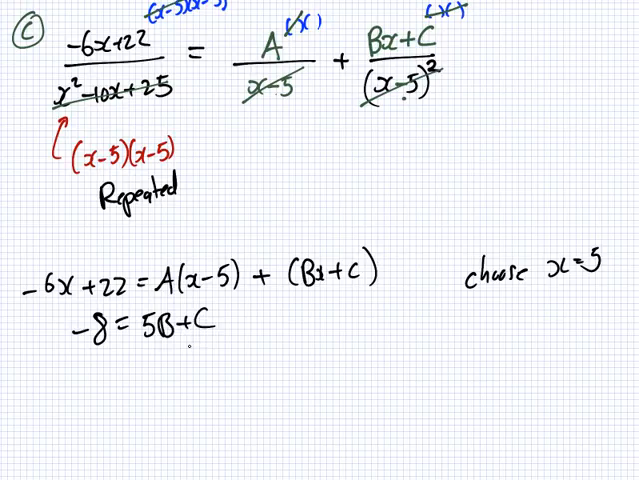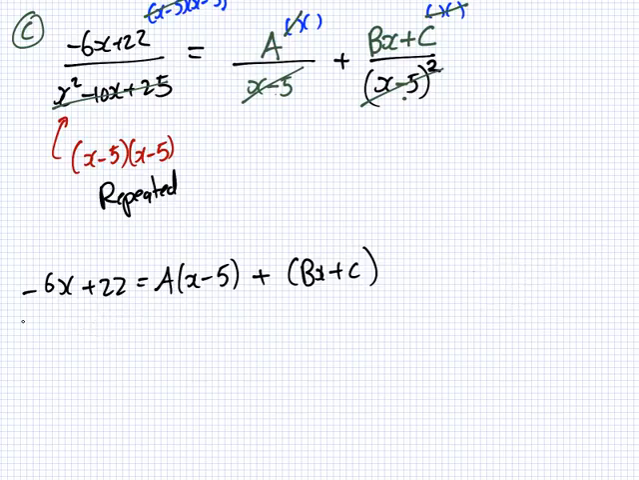So it didn't quite help us here. But we could choose something else for x. What could we choose next? Maybe we could choose x equals 0. That could make it simpler, maybe. What would you get then? You'd get 22 equals minus 5a plus c. So this method isn't really working, is it? It's not giving us nice values. So we have to use the other method.